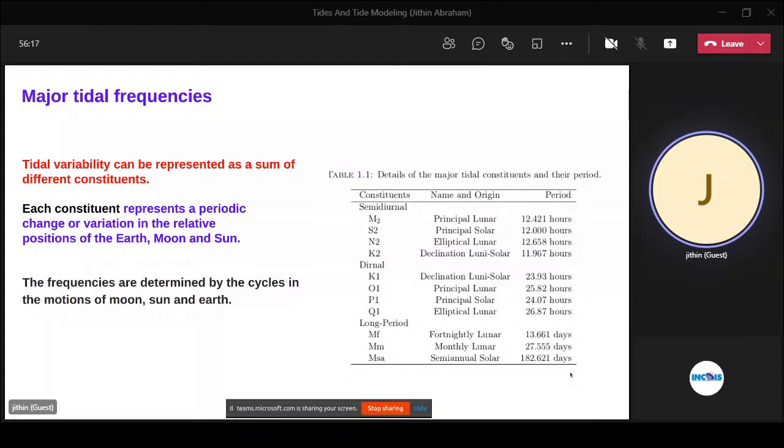But there will be exceptions, particularly near coastal regions with narrow channels or estuaries. There the complex, non-linear tides will dominate, so in those areas minor constituents will also be important.